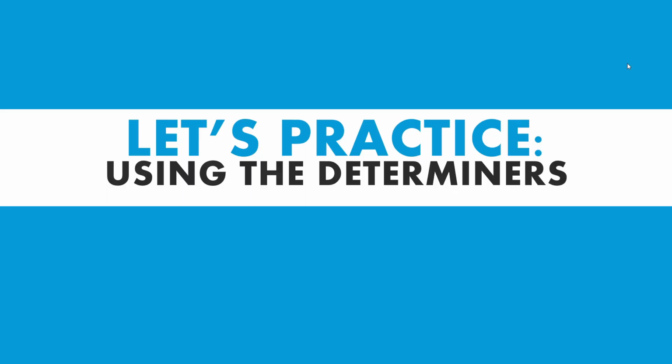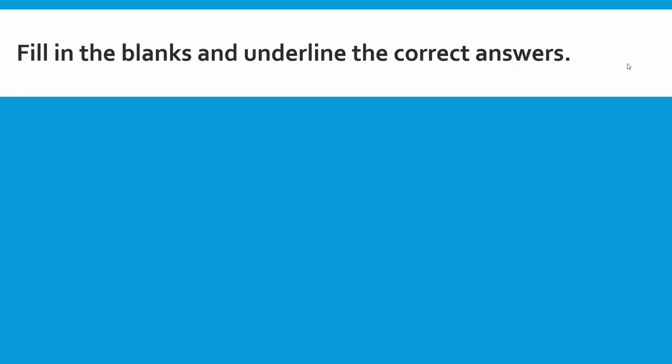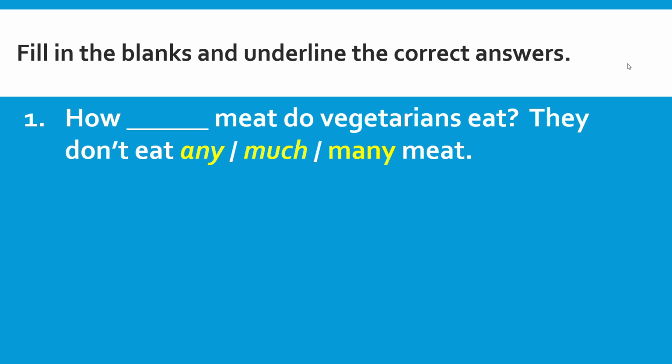Now let's move on to the final stage of our lesson today, where we are going to practice using the determiners that we have gone through in the previous activity just now. Now let's fill in the blanks and underline the correct answers. Number 1. How much meat do vegetarians eat? They don't eat any, much, many meat. So what should we fill in the blank for this question?